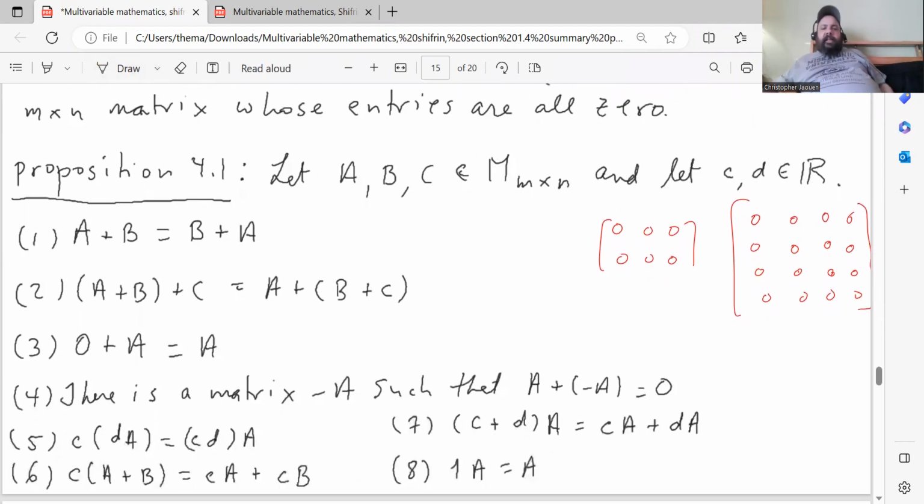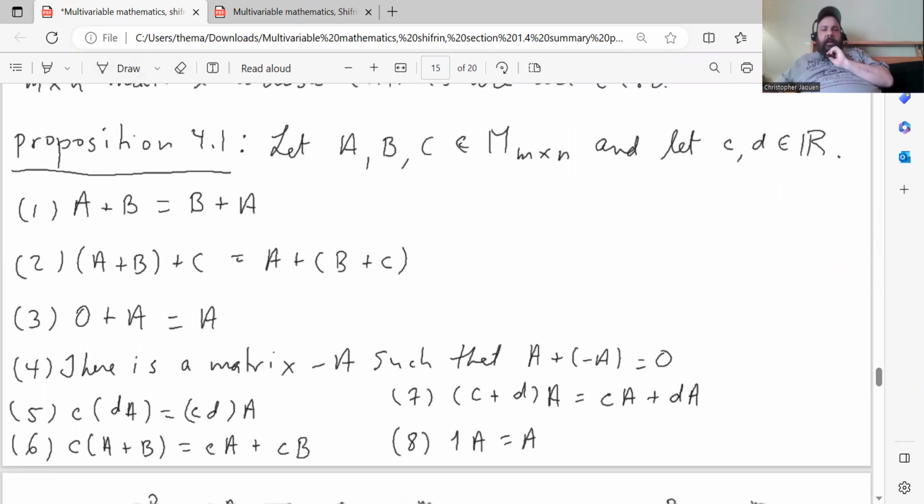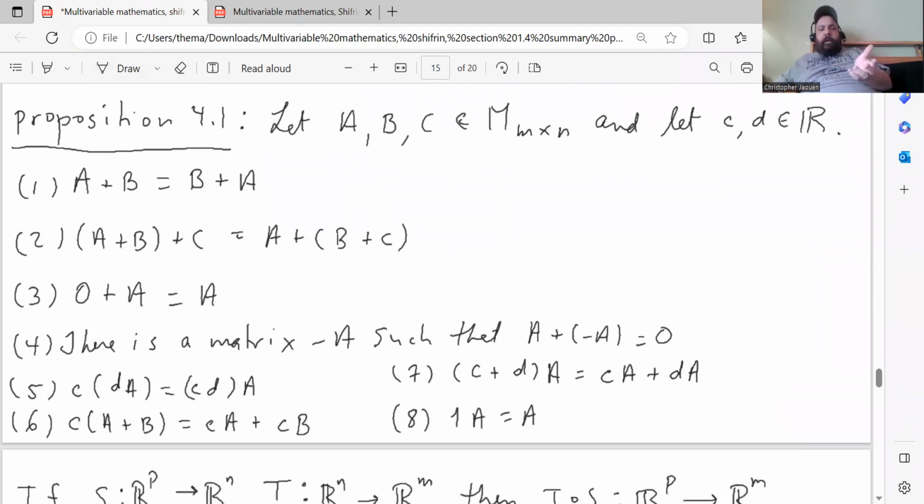Let A, B, C be in the set of m by n matrices. Let me erase these just so it's not confusing here. All right, so this is a proposition. He labels this proposition 4.1. If A, B, and C are m by n matrices and c, d are real numbers, then we have some properties that addition of matrices and scalar multiplication satisfy.